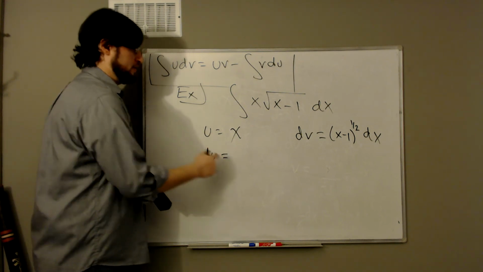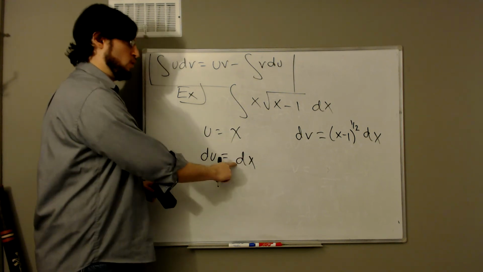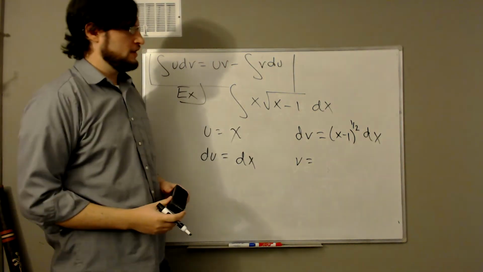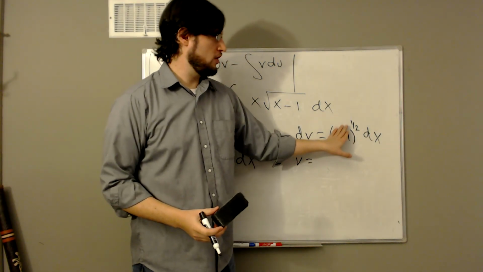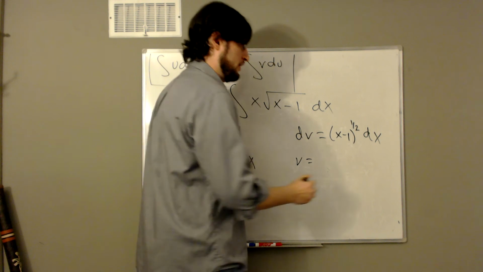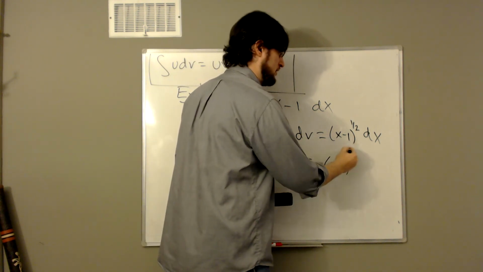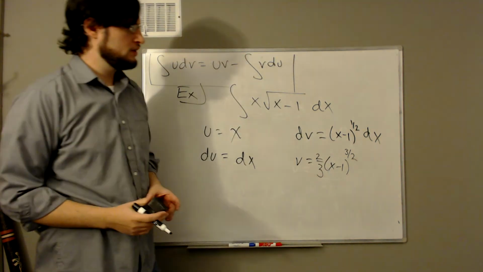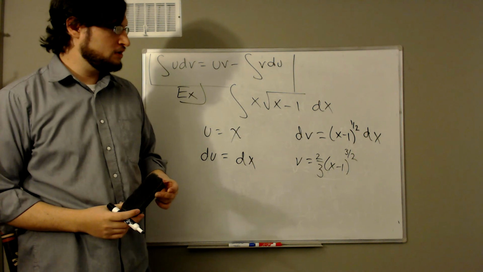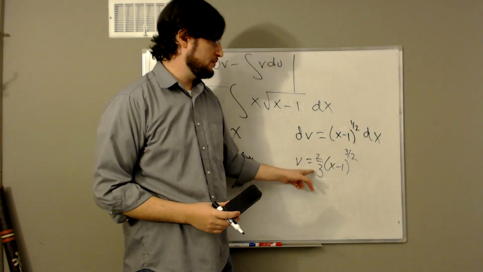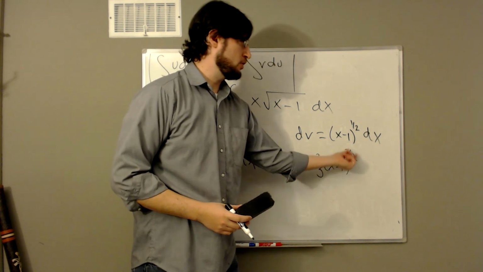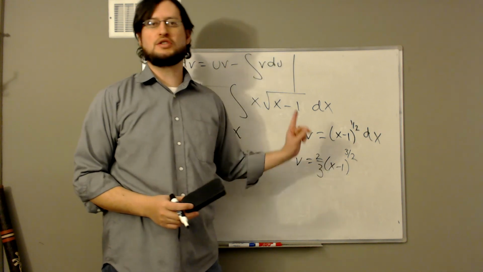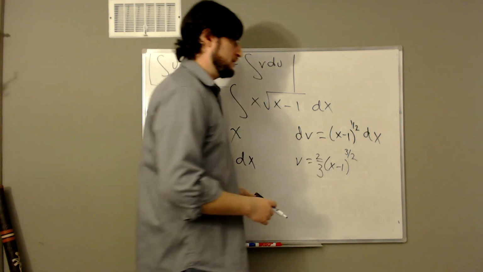Next step says take the derivative. Derivative of x is just 1. Don't forget the dx. Find the antiderivative. Well, this is just x minus 1, which is almost the same as just x to the 1/2. So the antiderivative is x minus 1 to the 3/2 divided by 3/2, which is multiplied by 2/3. Again, the reason that works is because when I take the derivative, the 3/2 comes down and cancels. Exponent goes down to 1/2, and then I have to multiply by the derivative of the inside, but the derivative of the inside is just 1. And that's why I can apply this rule.